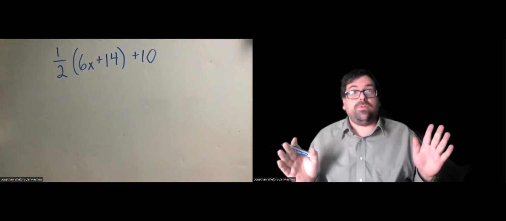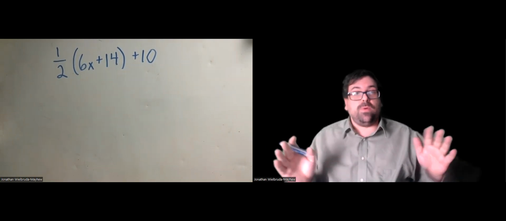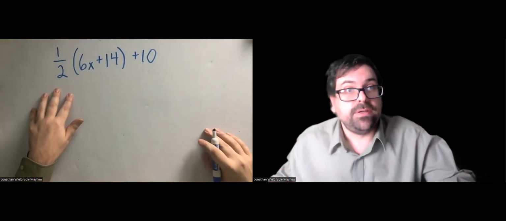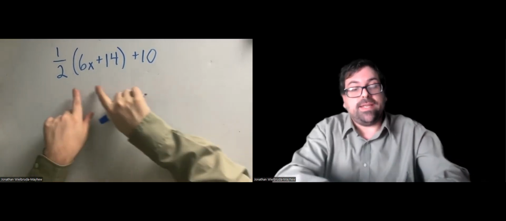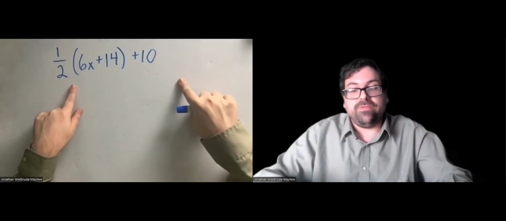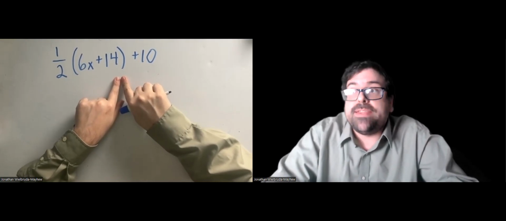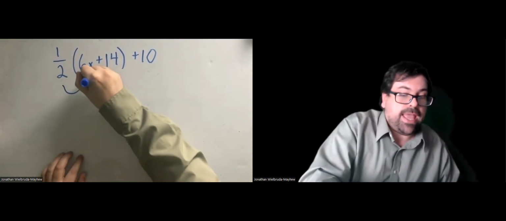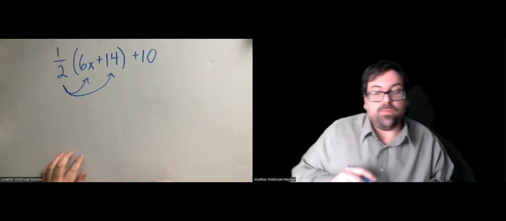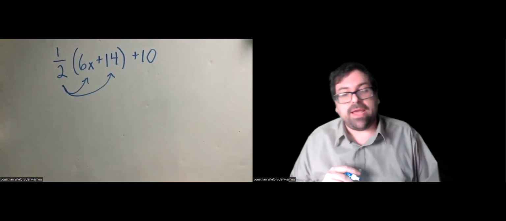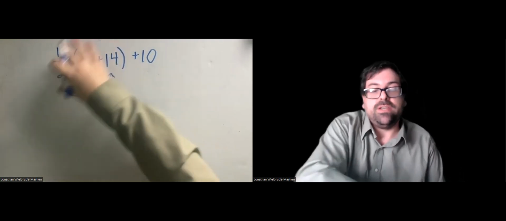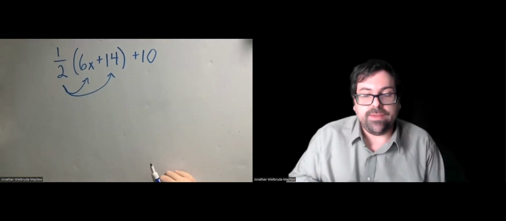Okay, now things are changing. We have a fraction in there, first of all. But notice it's not 1/2 times all of this. The parentheses end here. Where the parentheses end, so ends the distributive property. We would not multiply the 1/2 by the 10. The 10 is not involved in the distribution.